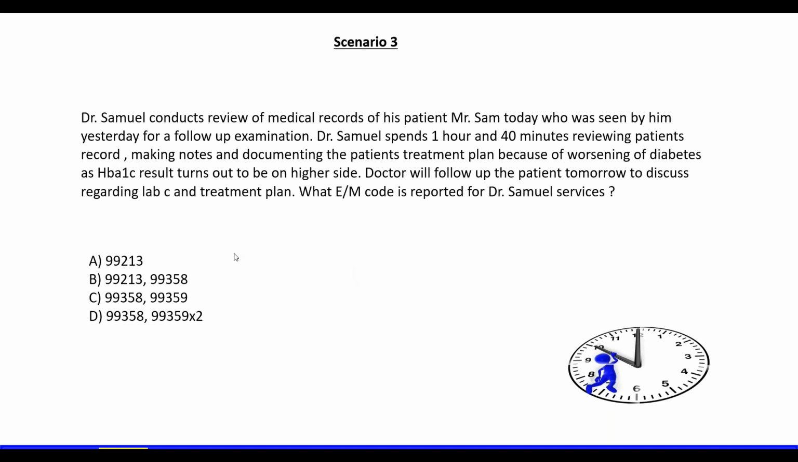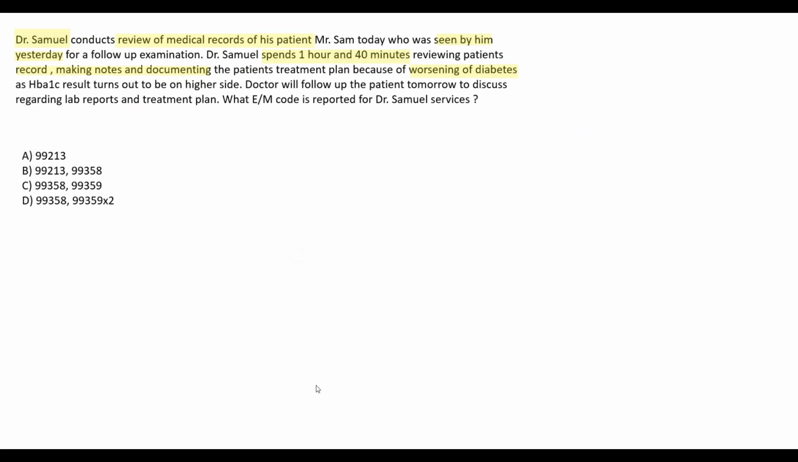And yes, so let's start by solving the scenario by highlighting the keywords. We have Dr. Samuel, who performed a review of medical records of his patient seen by him yesterday. Dr. Samuel spends 1 hour 40 minutes reviewing patient's medical record, making notes and documenting, because of worsening diabetes mellitus, as his HbA1c turns out to be on a higher side. So what are we coding for? We are coding for the E&M code for Dr. Samuel's services. So is this a prolonged visit, coders?